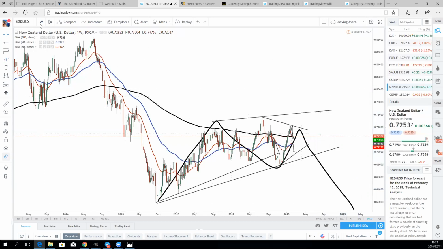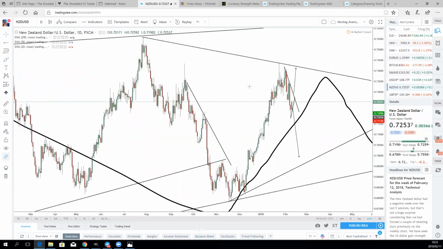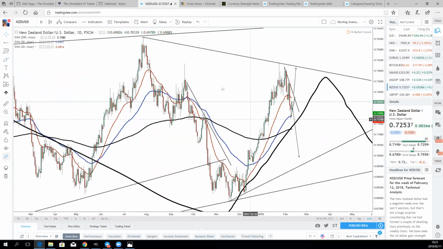If we go to the daily, again, we've got nice bullish momentum, having our correction at the moment. So obviously we're looking for short positions to either come back to the trend line.